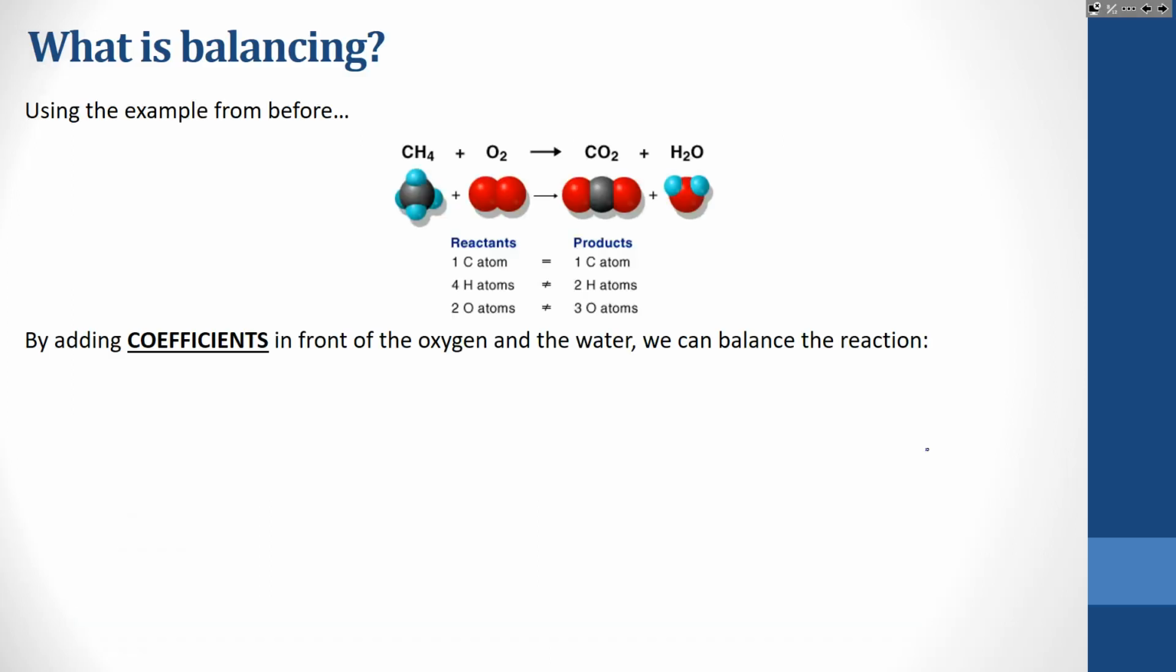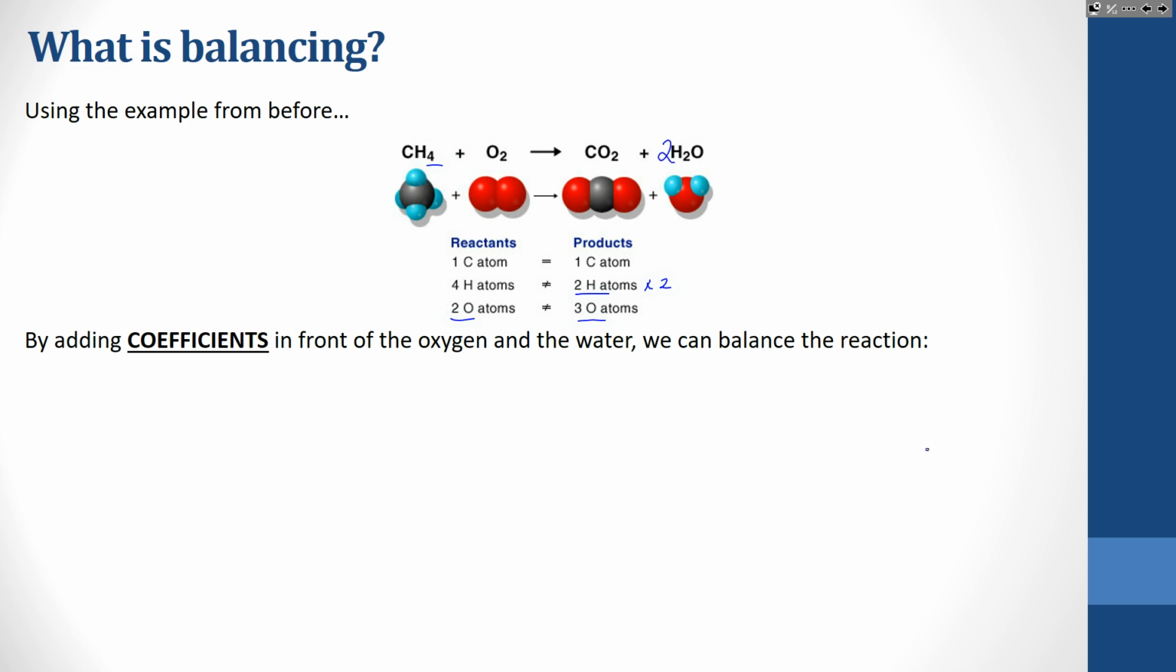So using our example from before, we can add coefficients in front of the oxygen and the water to make this reaction balance. So we want to make our hydrogens and oxygens match up on both sides. Let's start off with the hydrogens. There's 4 hydrogens here. So to get 4 on the other side, I'm going to times this side by 2. So I'm going to put a 2 in front.